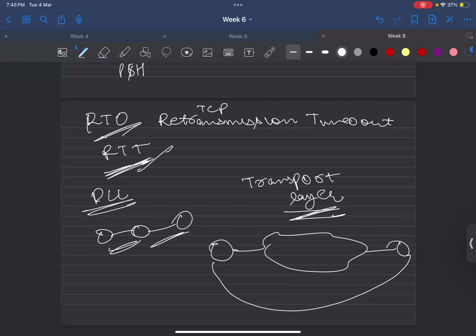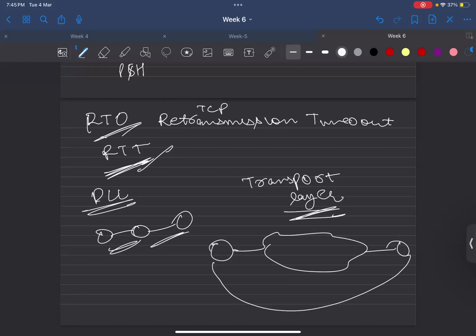And in the DLL, we have switches, L2 switches, where we can calculate the transmission rate by hop. So we have that kind of power. But in the case of the transport layer, we are using a logical bridge between the two layers in the internet, so it is difficult to predict the round trip time for that.